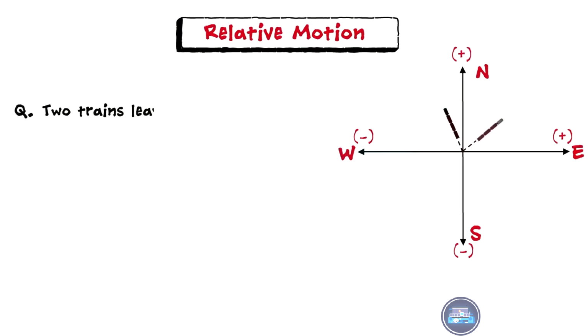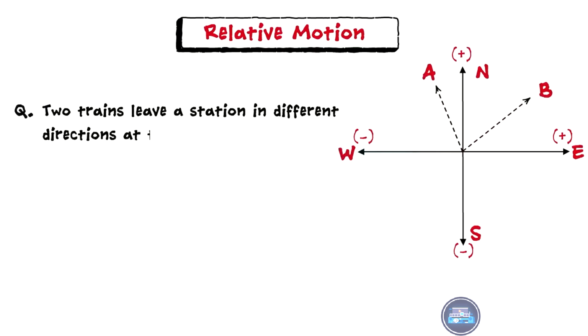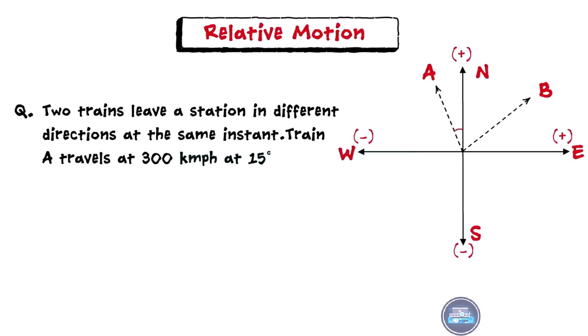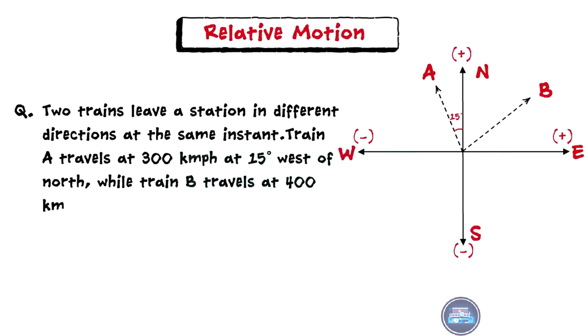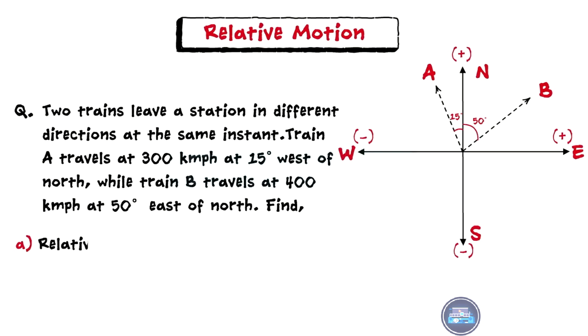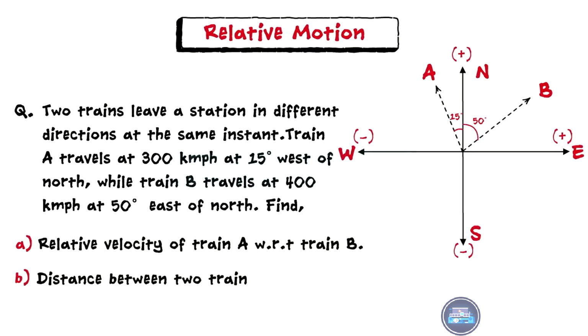Consider two trains leave a station in different directions at the same instant. Train A travels at 300 km per hour at 15 degrees west of north, while train B travels at 400 km per hour at 50 degrees east of north. Find the relative velocity of train A with respect to train B and the separation of train A after 3 minutes.